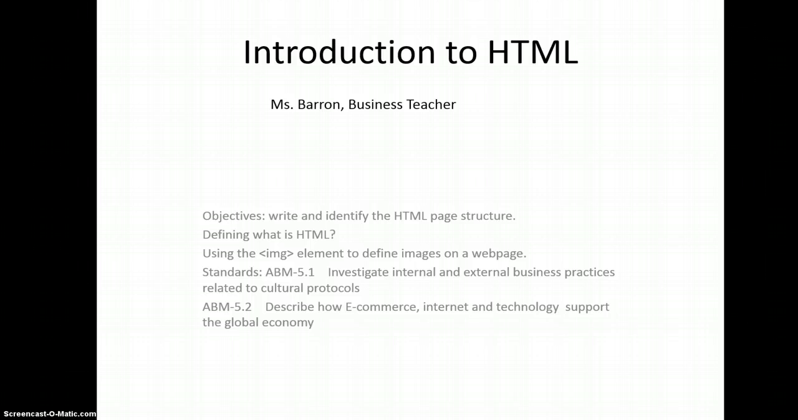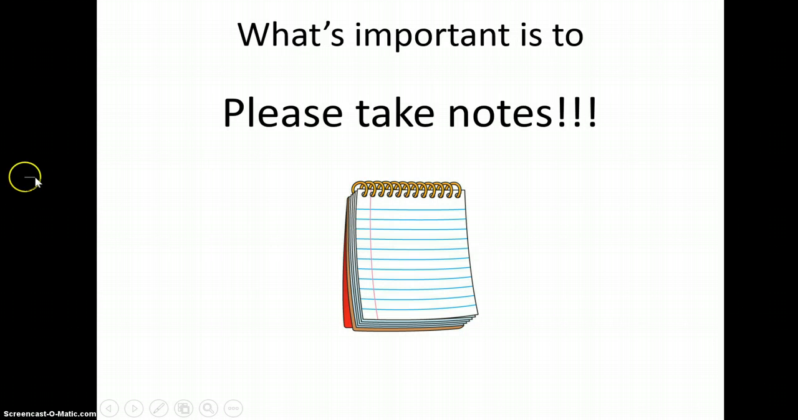The objectives of this lesson are to write and identify the HTML page structure, define what HTML is, and use the IMG element to define images on a web page. The business standards are ABM 5.1, investigate internal and external business practices related to cultural protocols, and ABM 5.2, describe how e-commerce, internet, and technology support the global economy. What's important is to please take notes.